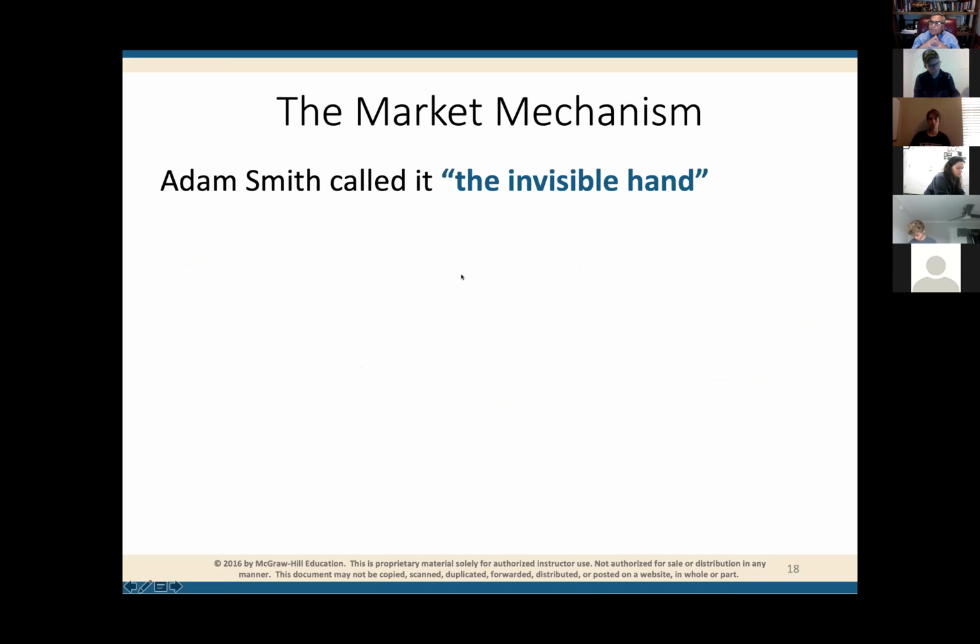In the United States, we believe in the market. We believe in the invisible hand. And the invisible hand means there are some motivational factors in the market that actually motivate people to do things.